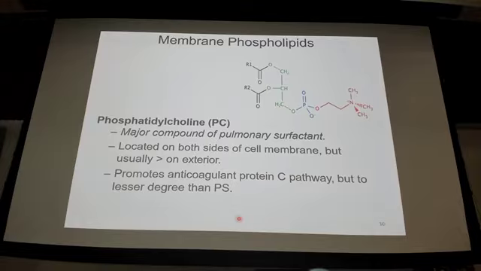Phosphatidylcholine reduces the surface tension in lungs for efficient gas exchange, and so therefore it is important in pulmonary surfactant. And it's also involved to a lesser degree in anticoagulation properties with the protein C pathway.